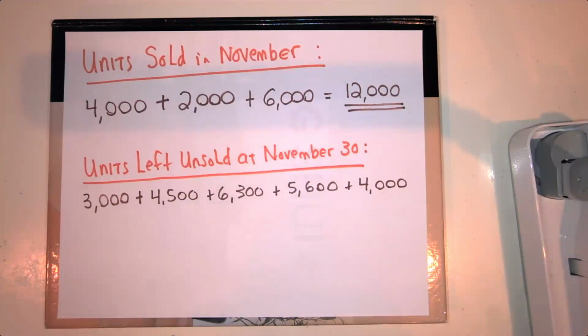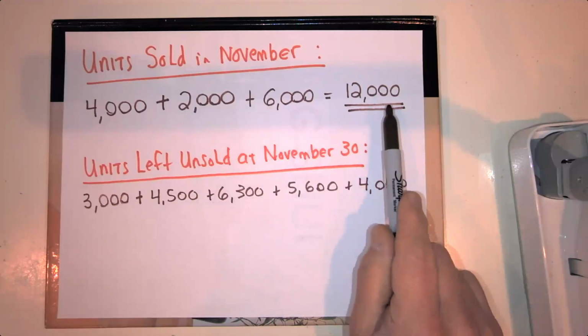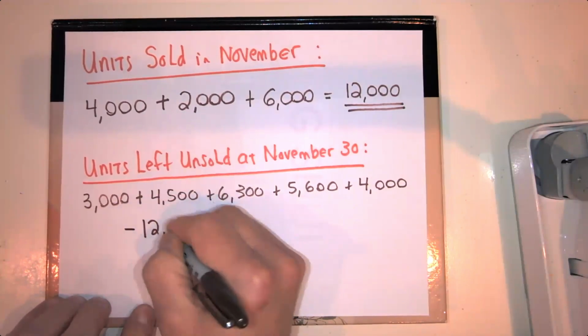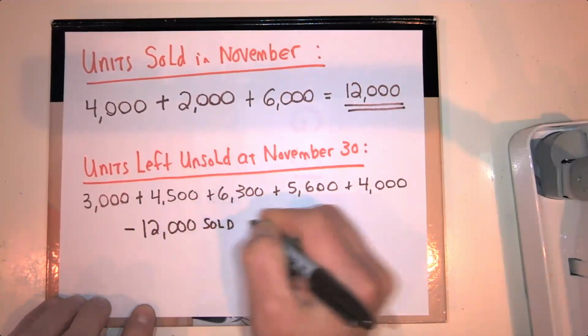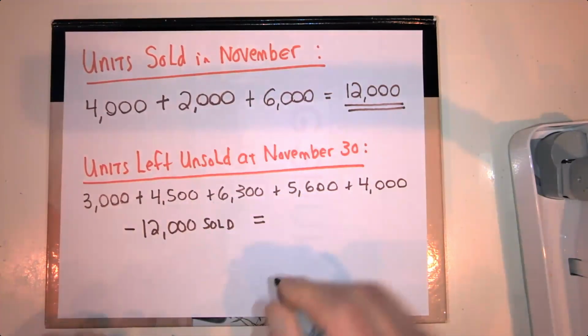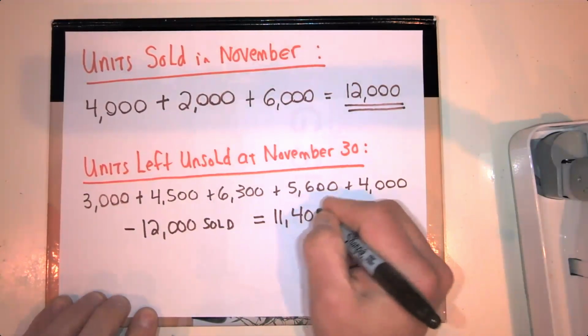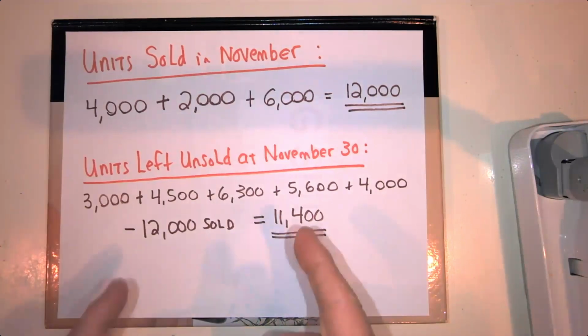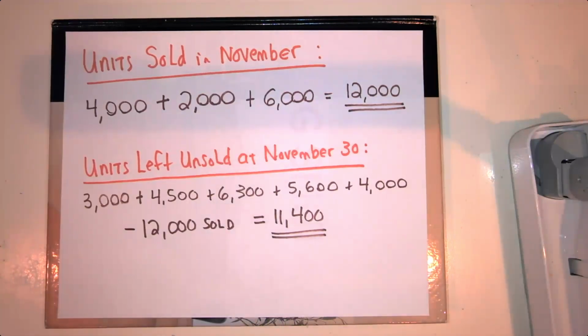But we know that we did not sell 23,400 units. What we sold were 12,000 units. So if we subtract what was sold, that'll tell me I have 11,400 units left in my ending inventory. Now, like I said, we're gonna need those numbers in doing our calculations for this evening. Are there any questions on what I did there before we move on?